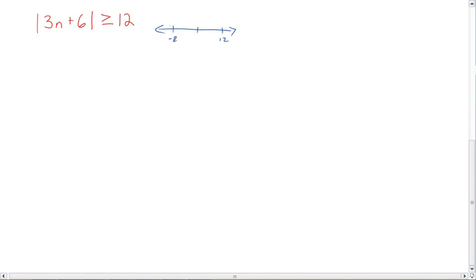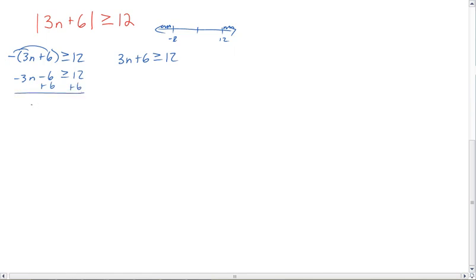Again, I want to get the numbers that are outside, that are bigger than 12, or far more than 12 spaces away. And so in order to get more than 12 spaces away, I'm going to go negative 3n plus 6 is greater than or equal to 12. And I'm going to go 3n plus 6 is greater than or equal to 12. Now from there I can just solve those. We'll distribute the negative. Negative 3n minus 6 is greater than or equal to 12. Add the 6 to both sides.